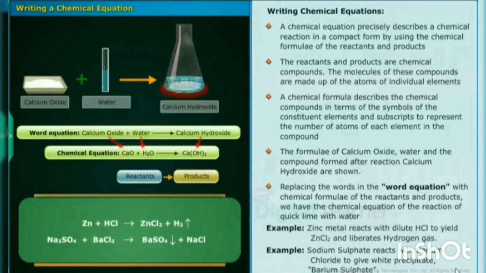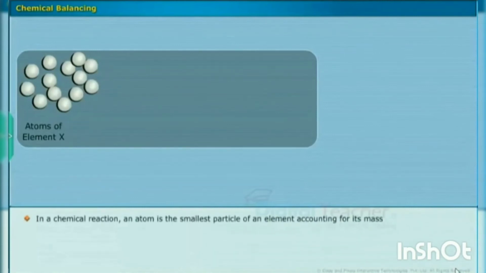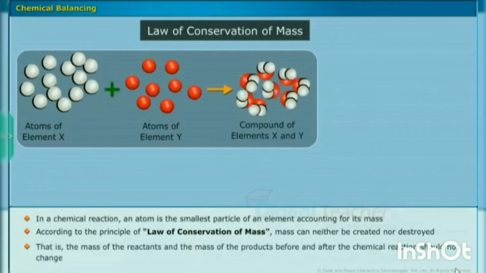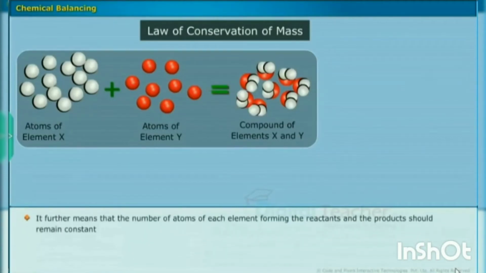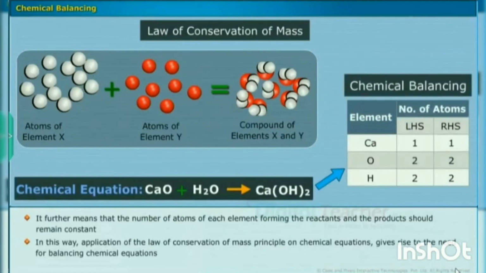Let us learn how to balance a chemical equation. In a chemical reaction, an atom is the smallest particle of an element accounting for its mass. According to the law of conservation of mass, mass can neither be created nor be destroyed. That means the mass of the reactants and the products after the reaction should always be equal. It further means that the number of atoms of each element forming the reactants and products should remain constant. In this way, application of the law of conservation of mass on chemical equations gives rise to the need for balancing of chemical equations.